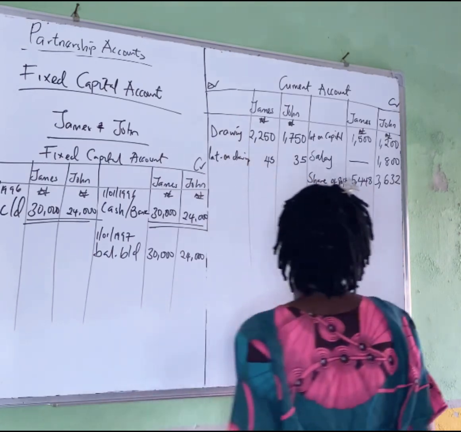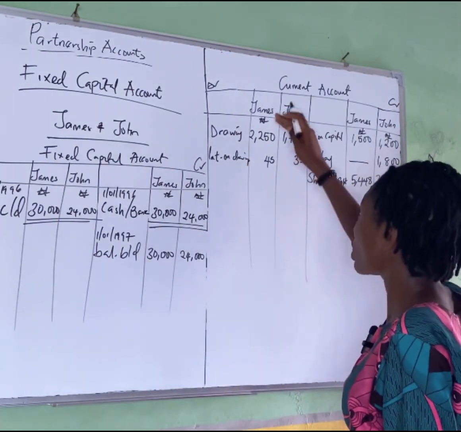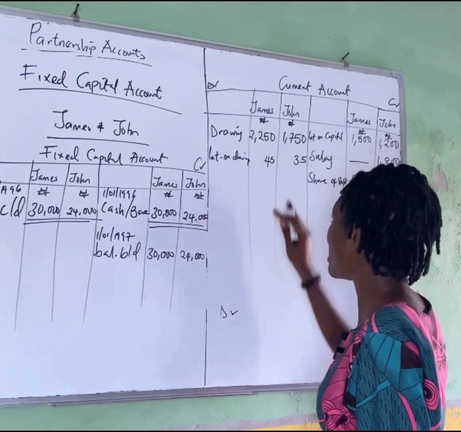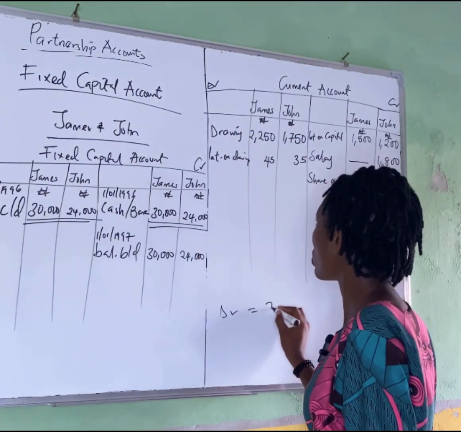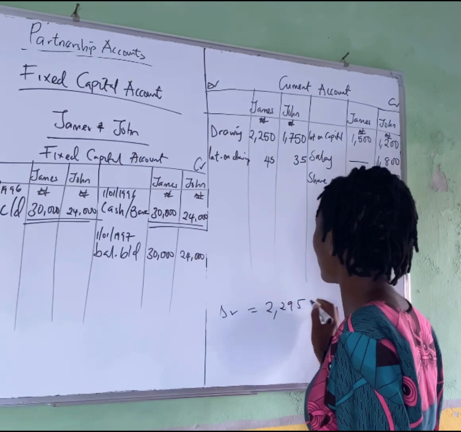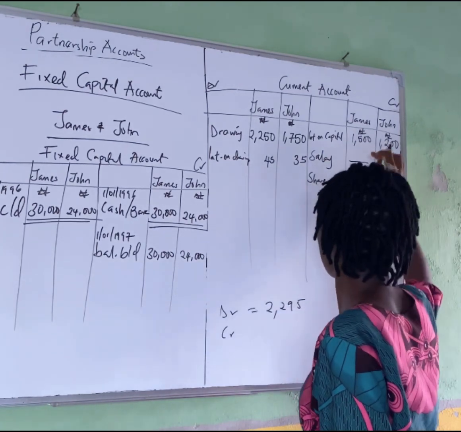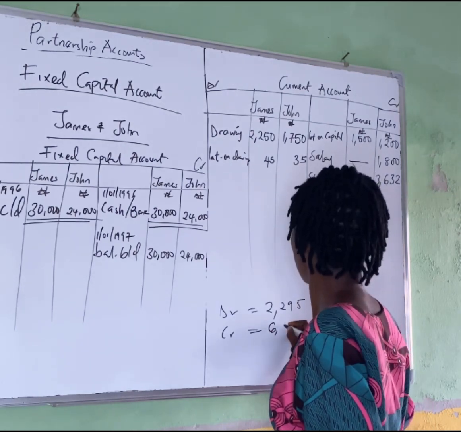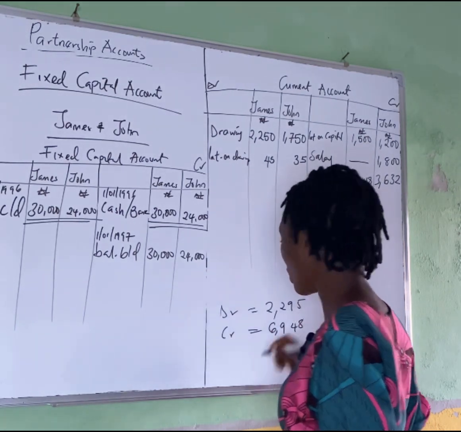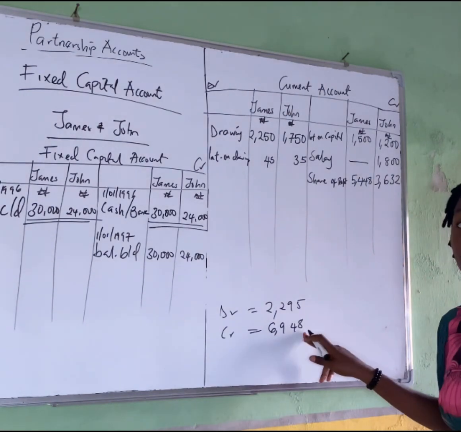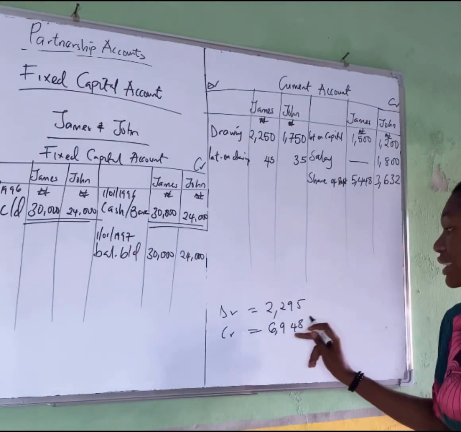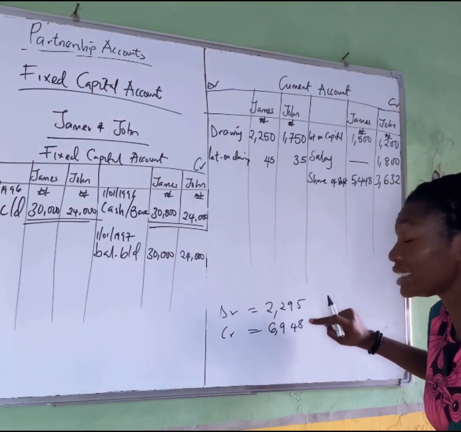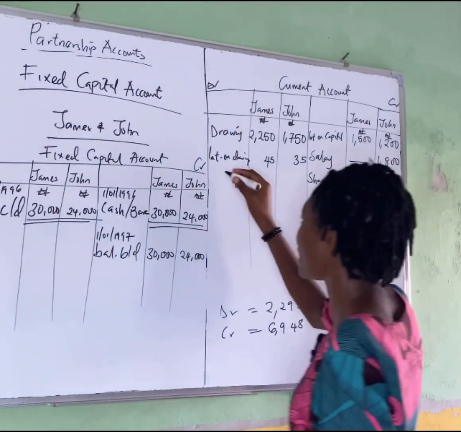In balancing our account, we sum up for James the debit side and then compare with the credit side. For our debit side, we are having 2,295 naira. For our credit side, we'll be having 6,948 naira. Clearly our credit side is higher. Now we'll be taking the difference between the credit and the debit. Since our credit side is higher, we'll be taking the difference to our debit side as a balance carried down.